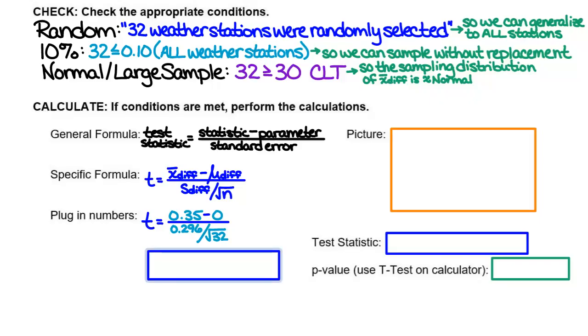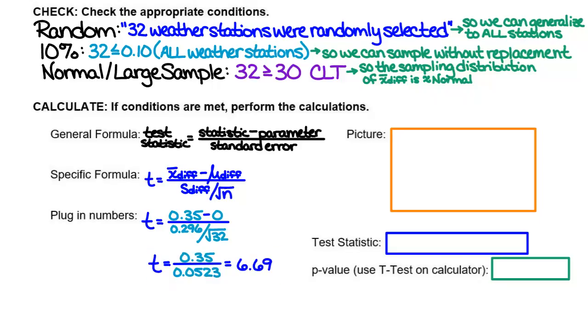What did you guys get for the test statistic? 6.68, 6.69, same basic difference. And what are the degrees of freedom that we're using? 31 degrees of freedom, n minus 1. When we have one sample, even if it's a mu diff situation, one sample means degrees of freedom is n minus 1. What is this test statistic telling us?